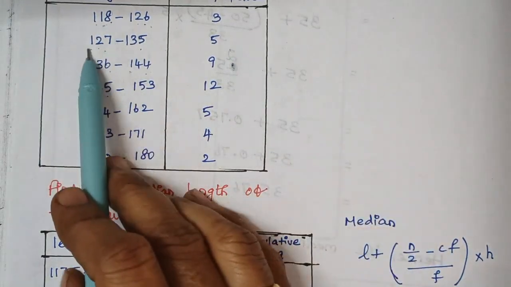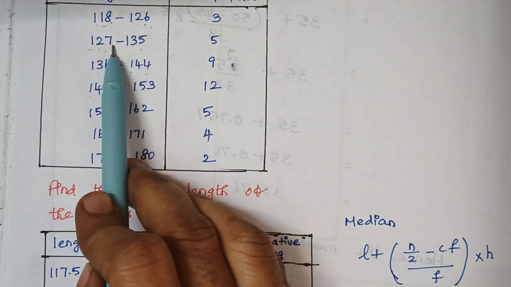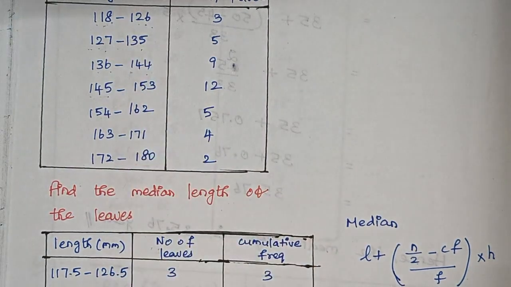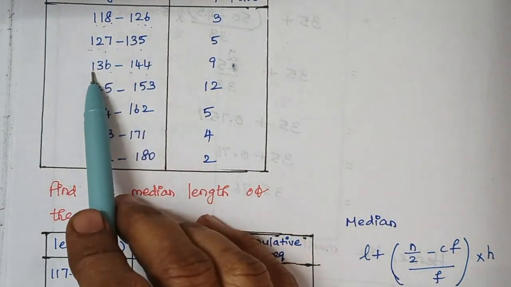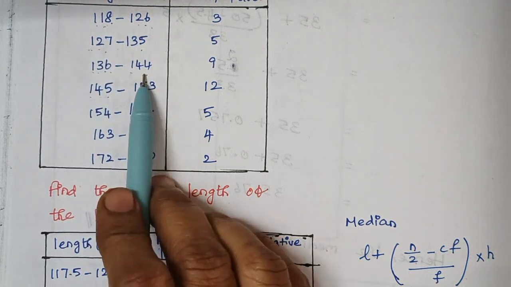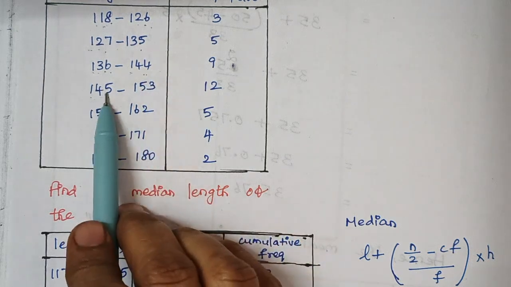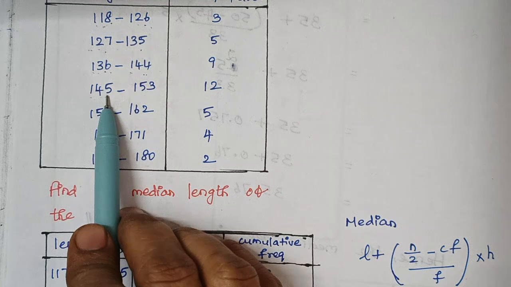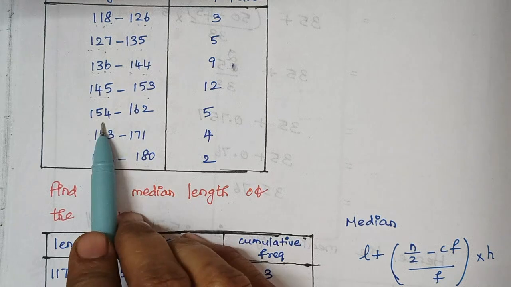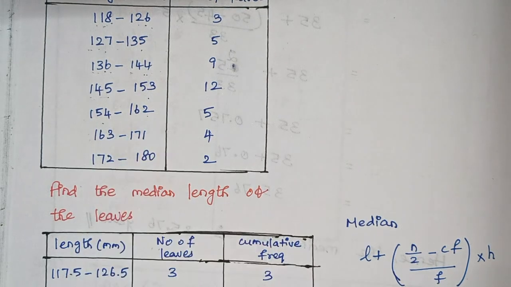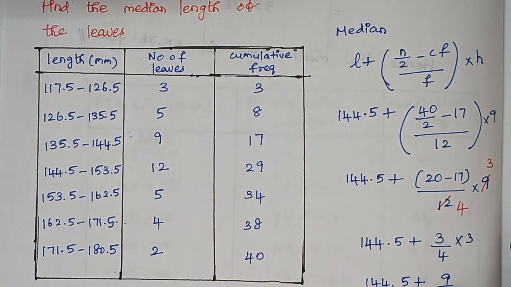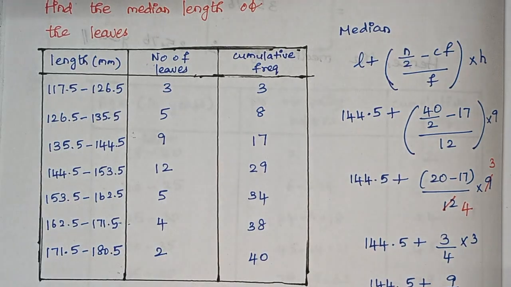Similarly, do the same thing to all these intervals. When I subtract 0.5, this 127 becomes 126.5. And when I add 0.5 here, this 135 becomes 135.5. Likewise here, this 136 will become 135.5 and here I am adding, so 144.5. Here I am subtracting, so again 144.5. Here it is 153.5. Again when I subtract here, this becomes 153.5 and this becomes 162.5. So likewise you have to fill the entire column, right? This is the entire column here.